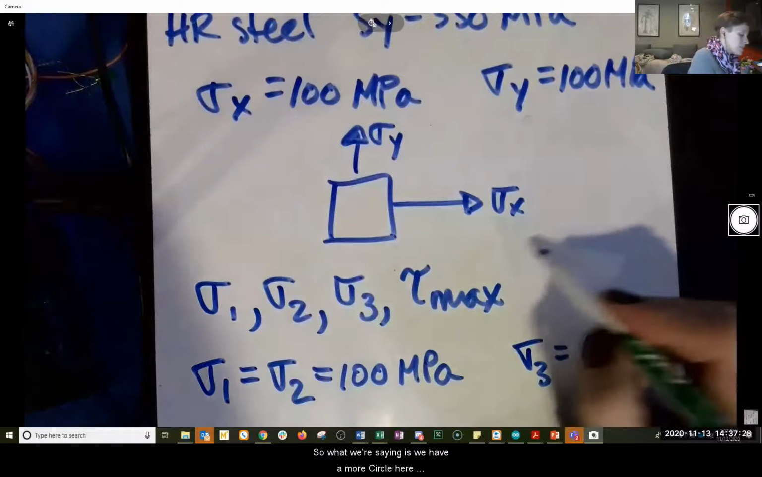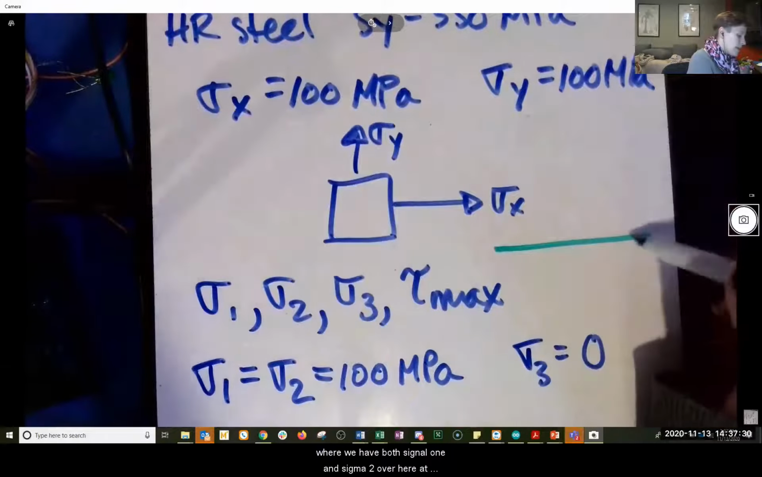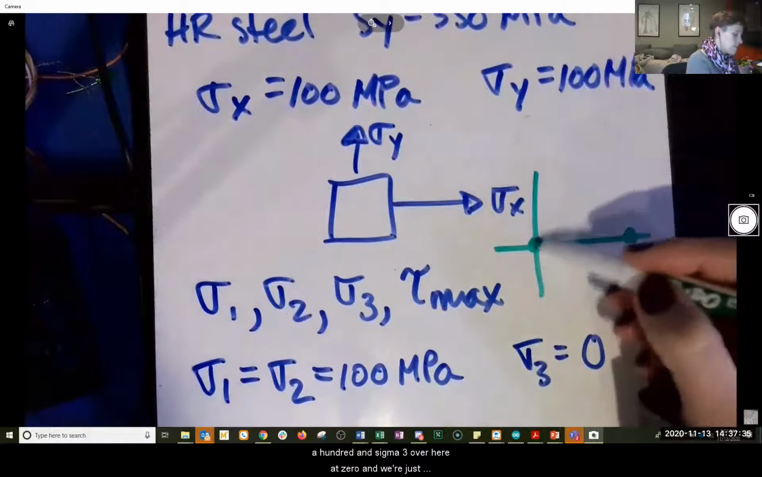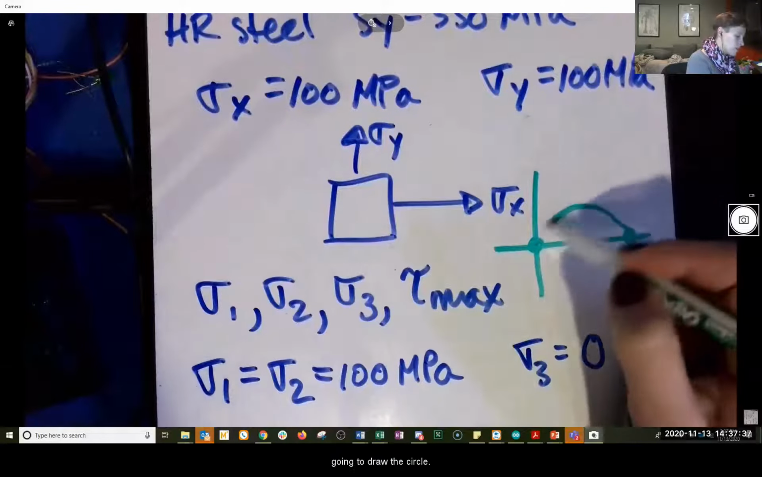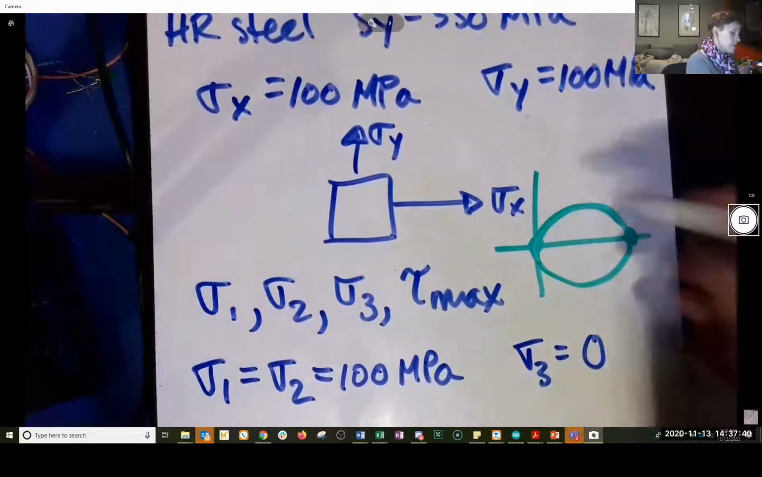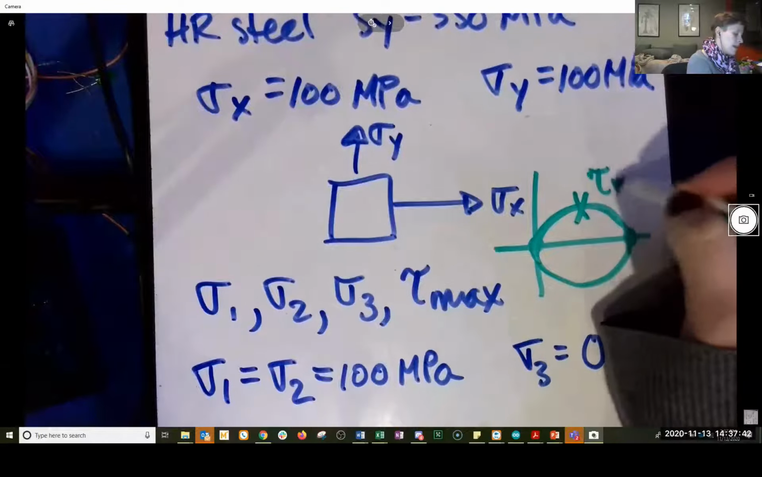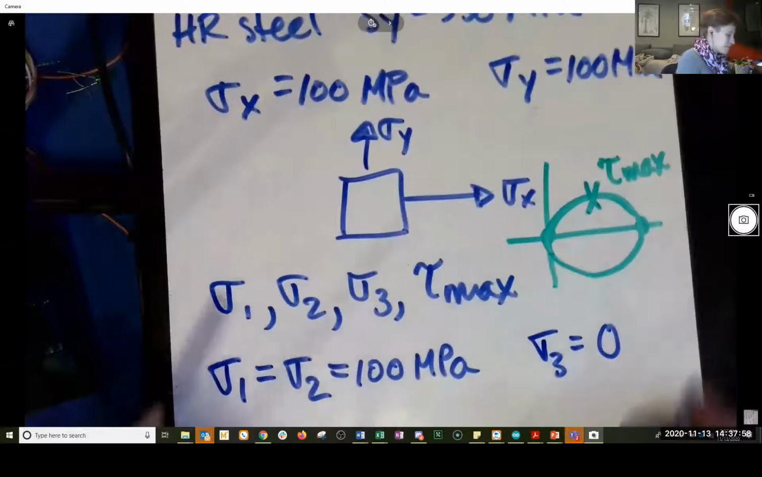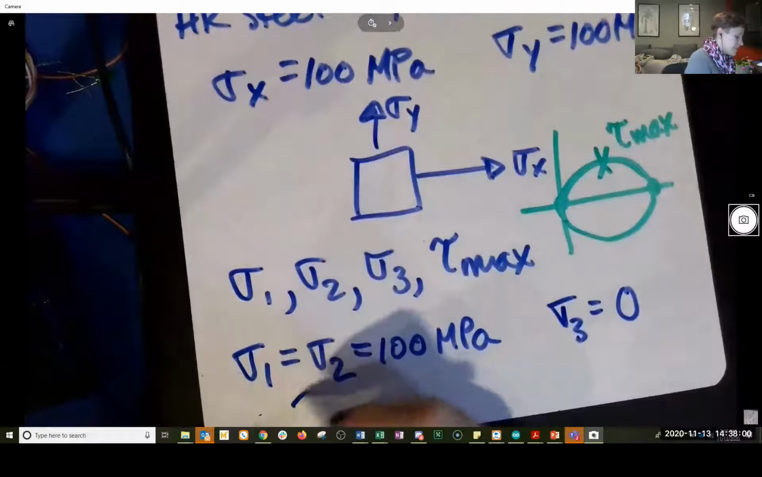So what we're saying is we have a Mohr's circle here where we have both sigma 1 and sigma 2 over here at 100 and sigma 3 over here at 0. And we're just going to draw this circle. And so I want to know tau max. So tau max here gets pretty easy. Maybe, maybe not. Oh, it's 50. Is it not? Yeah, it's 50. Okay. So tau max is 50.